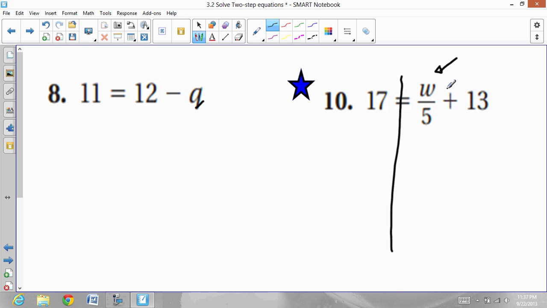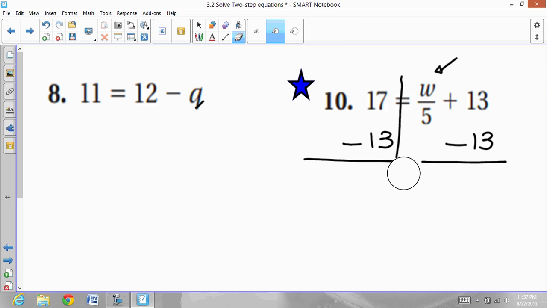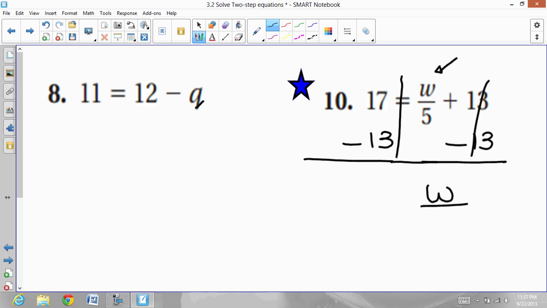So let's get rid of this positive 13. Let's go to the enemy side with the negative 13 on this side. Whatever you do on one side, you do the same thing on the other side. Put the line. Please make sure that you are writing every single step. Positive 13, negative 13 cancels out. So on this side, the only thing you are left with is w over 5, equals sign, 17 minus 13, which combines to give you a 4.